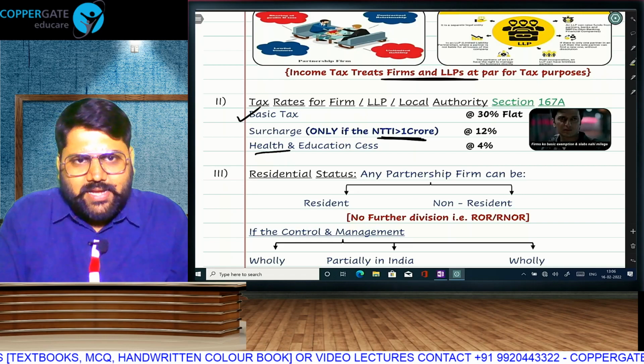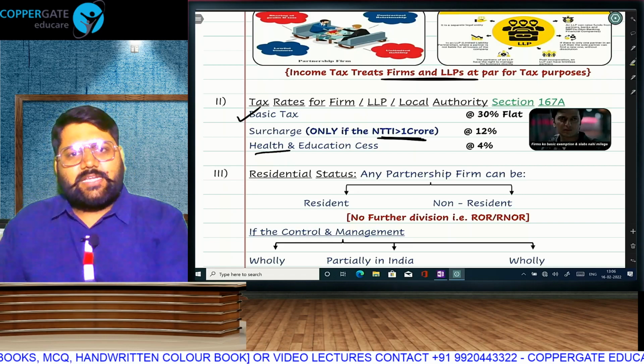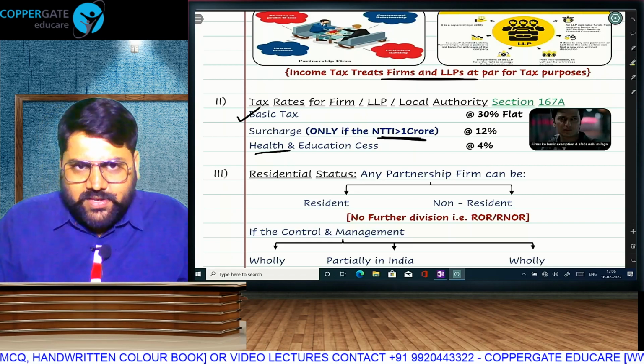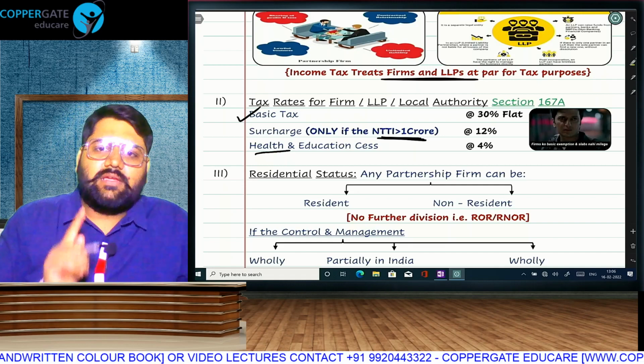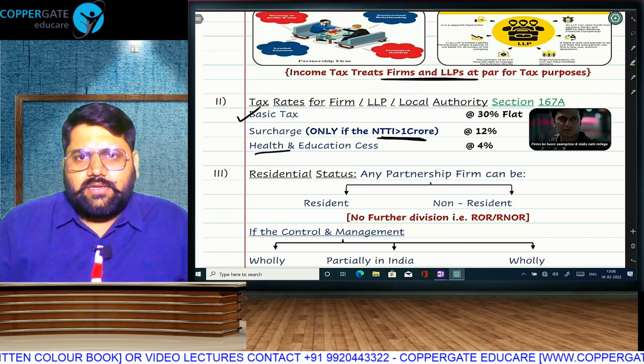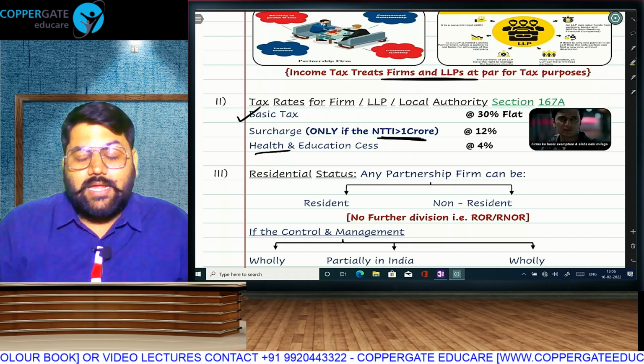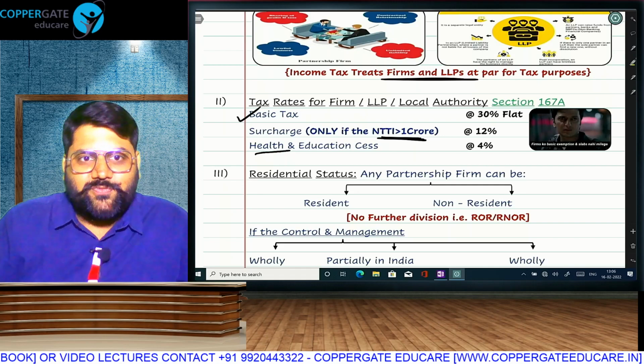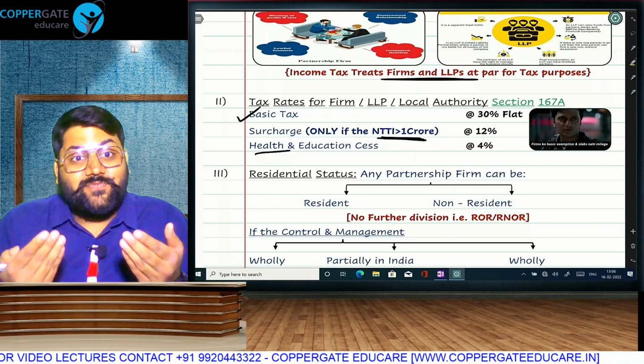So these are the income tax rates of partnership firms. Basic tax flat 30%, surcharge only if income is exceeding 1 crore at 12%, and HEC at 4%. No basic exemption, no slabs, no new regime. Partnership firm is one of those assessees for which there is no new regime.